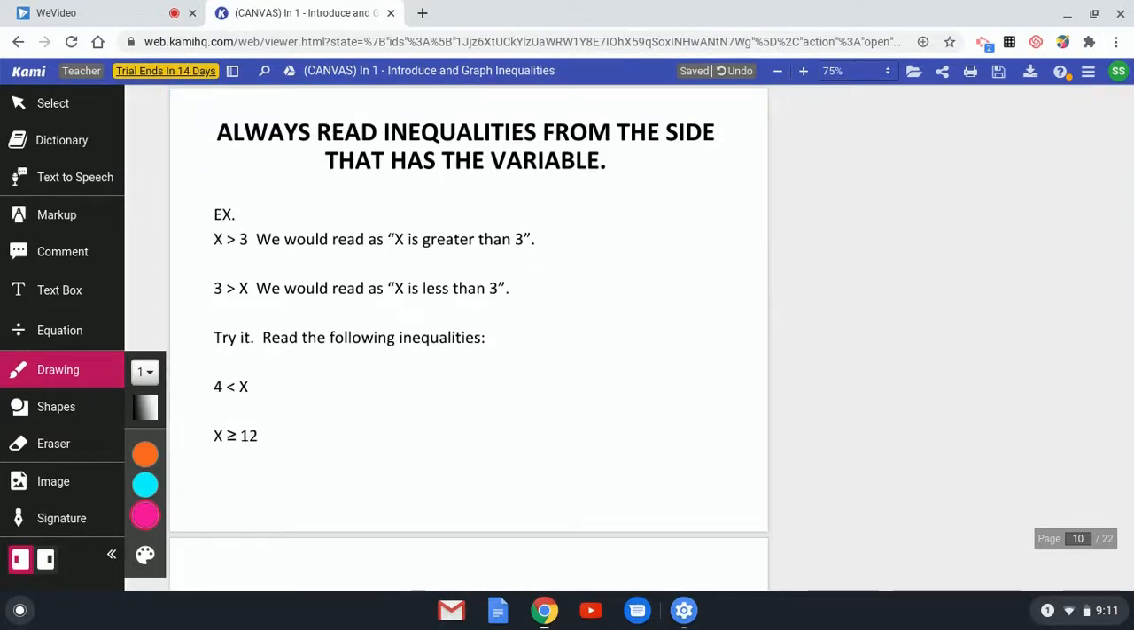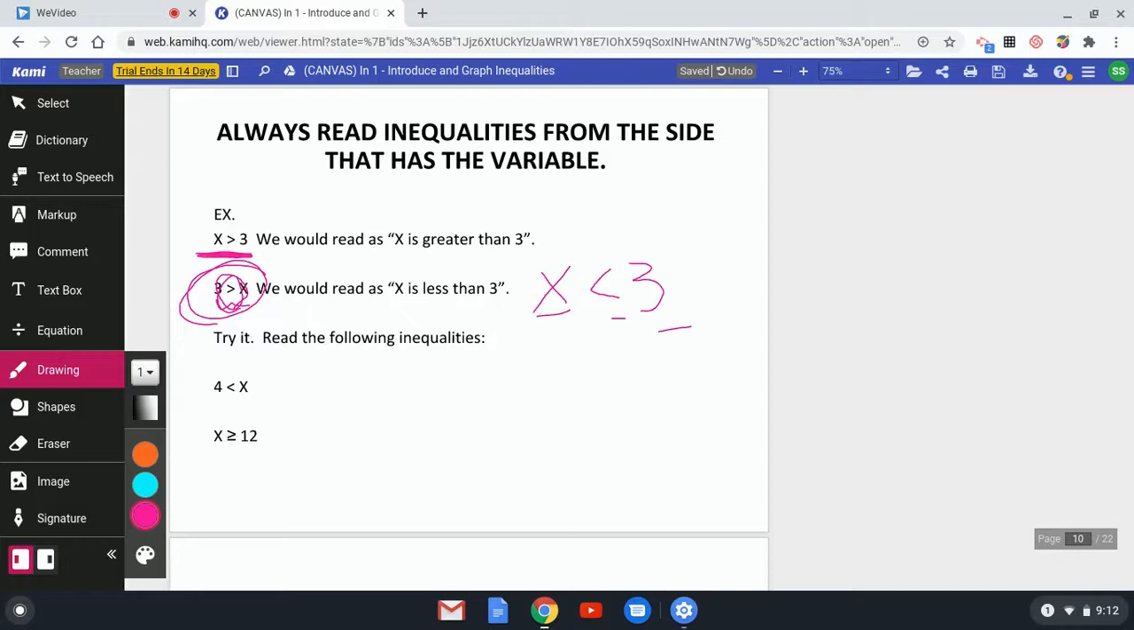Always read inequalities from the side that has the variable. I've said that a couple of times. So we would read this: x is greater than 3. Now, what if we have this? Always start where the variable is. So this one reads x is less than 3. If it helps you, you could flip it, but you have to remember, so if you want x on the left, you have to flip that inequality symbol so it's still facing your variable the same way. X is less than 3.